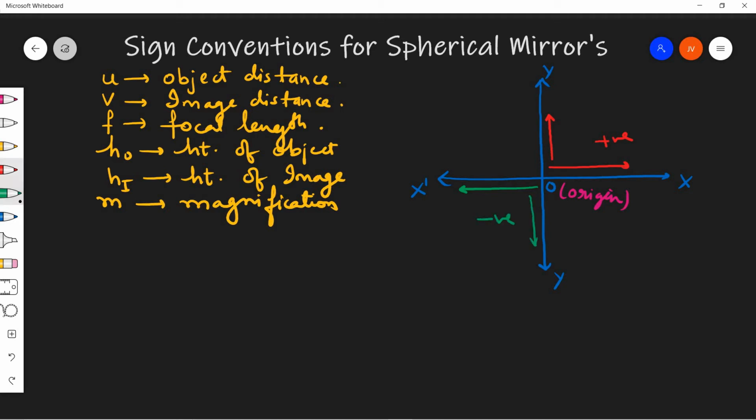So you must be remembering how we do the numbering on these x-axis and y-axis. On the right side we write +1, +2, +3, +4, +5 like this. And on the left side we write -1, -2, -3, -4. Similarly, on y-axis, above the line we write +1, +2, +3, +4 and below origin on y-axis we write -1, -2, -3, -4 like this. It goes on. So this is how the sign convention in case of spherical mirrors also works.